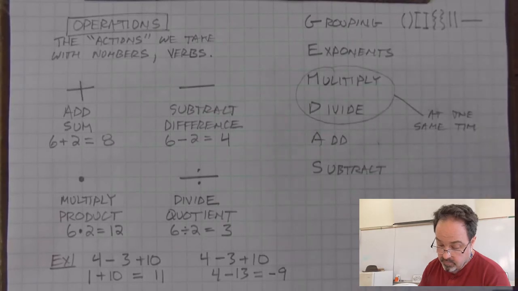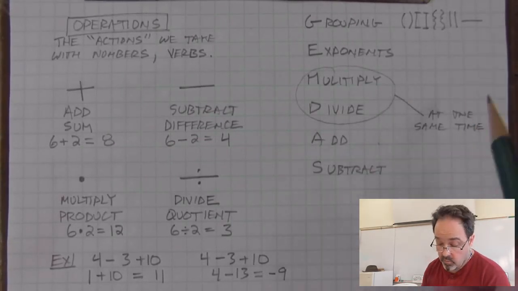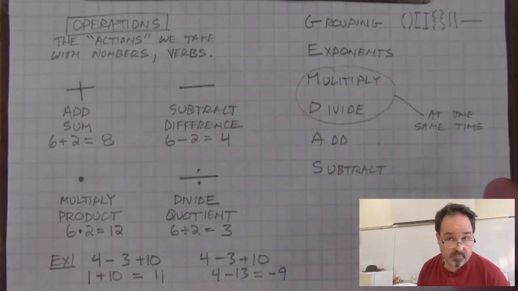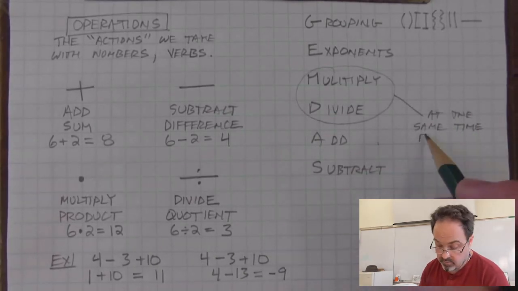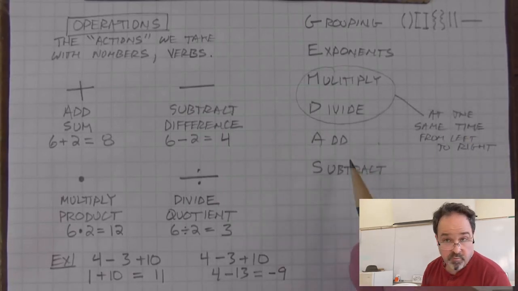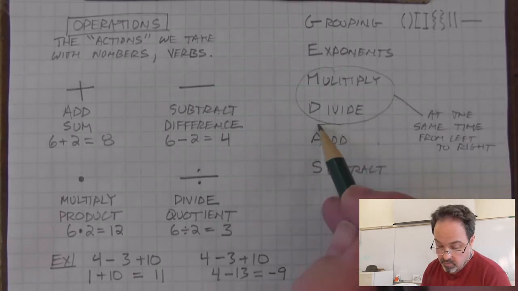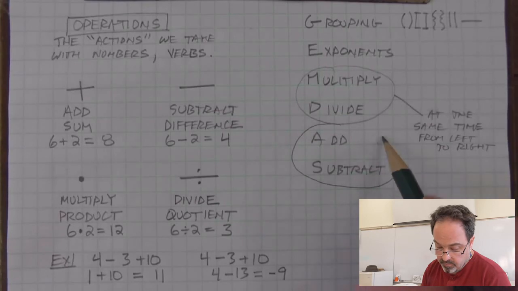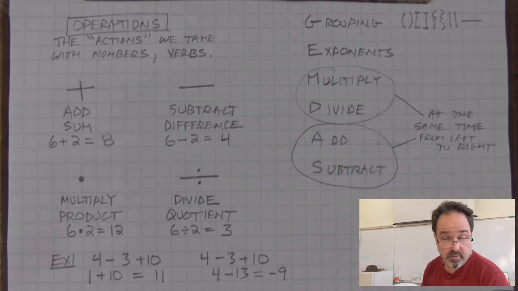But just like we would read a book, we do them at the same time from left to right. Addition and subtraction are also done at the same time as we read a book from left to right.